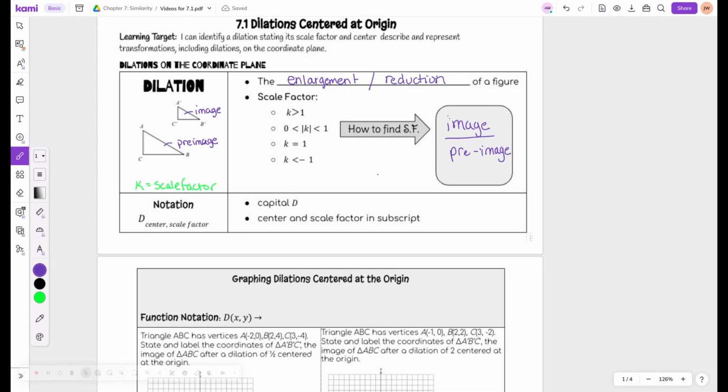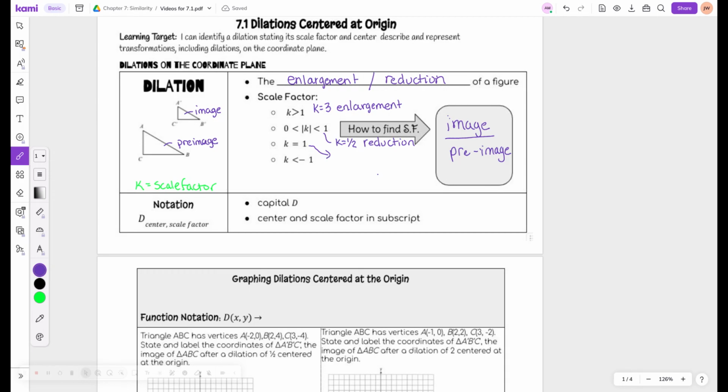For example, if there was a K of 3, that would mean the image would be getting larger, since K is bigger than 1. It makes the figure larger, so this would be considered an enlargement. If K falls between 0 and 1, for example if K was a half, that is a fraction between 0 and 1, and that is going to produce a reduction of an image. The image will get smaller, as in our example over to the left.